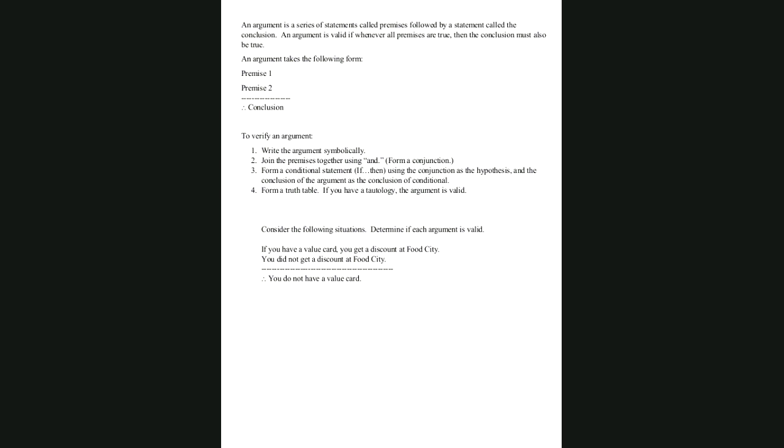So I thought that I would talk a little bit about what an argument is and how we prove that an argument is valid. I'm going to try to get our document to be a little bit bigger. All right. So an argument is a series of statements called premises, followed by a statement called the conclusion. An argument is valid if whenever all premises are true, then the conclusion is also true.